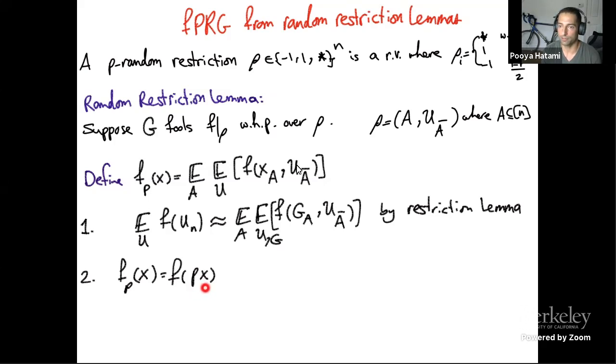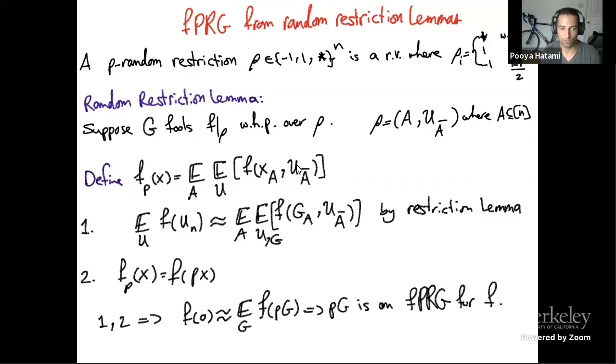Right? Does that make sense? So this function that we defined is just some expectation over this random vector, where each of its coordinates is an expectation of p times x_i. So f_p of x is just f of p x. Now, combining the two, we are done.